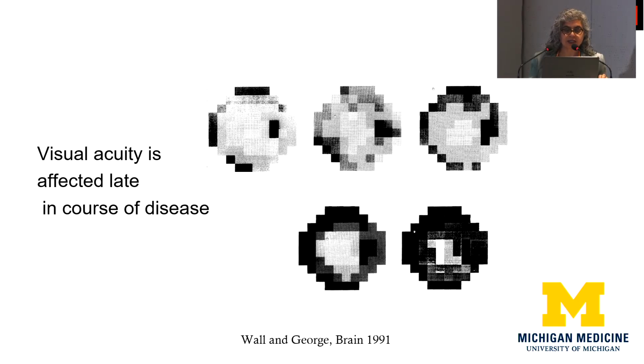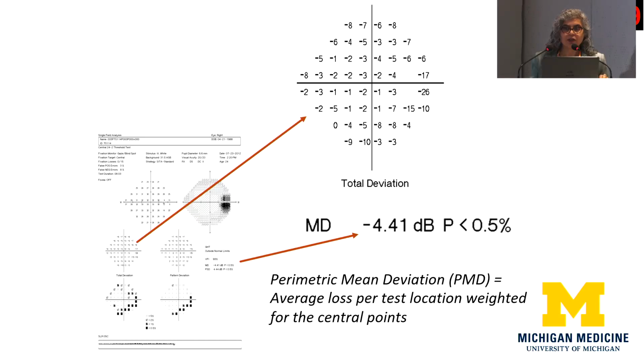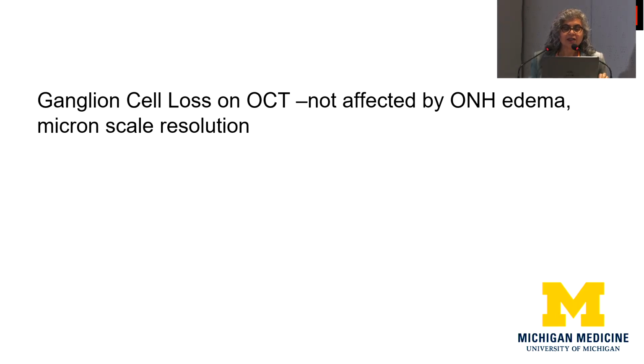Therefore, perimetry is very important in monitoring disease, and one measure that has been used in the literature is the mean deviation. This mean deviation is averaging all the spots, the threshold sensitivity reduction at each spot tested, but is also weighted for the central points. And so that's a number you would see being used in studies subsequently. Ganglion cell loss on OCT can also be used as a marker of vision loss because that's not affected by nerve head edema and has micron scale resolution.